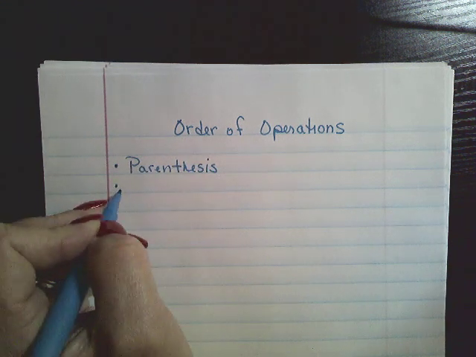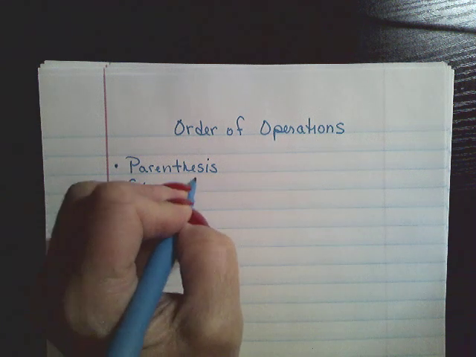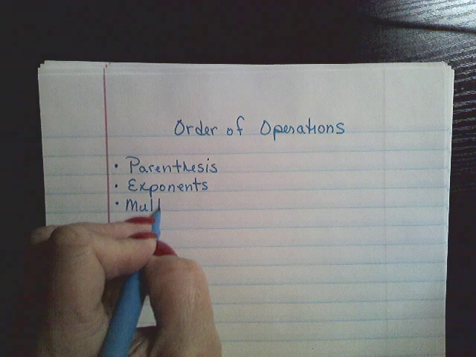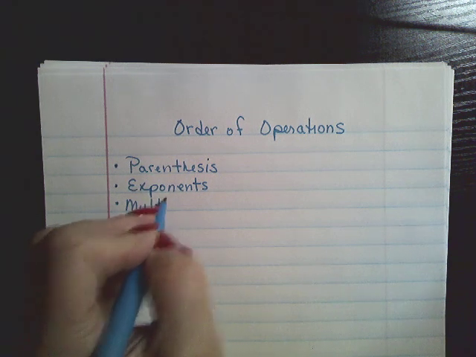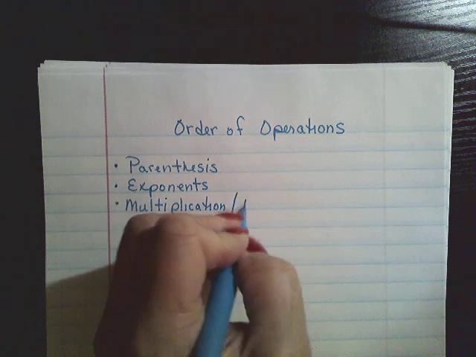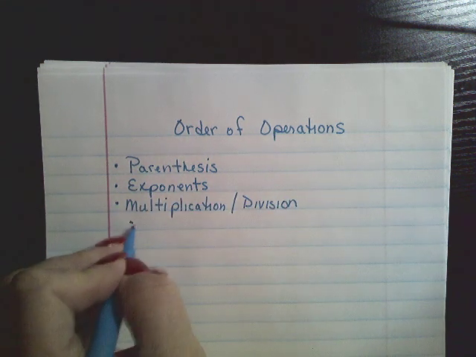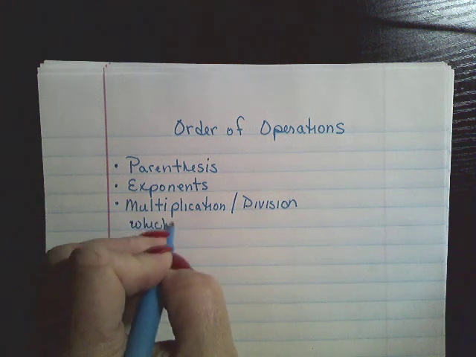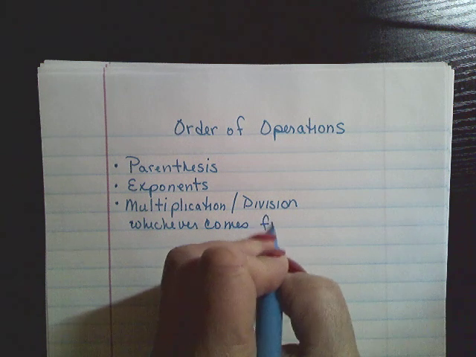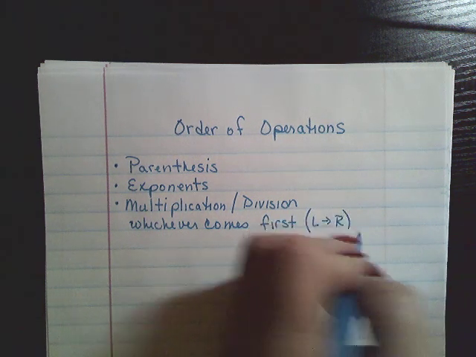After the parentheses, we're going to solve anything that involves exponents. Then we're going to do multiplication or division. And that one is whichever comes first, left to right in the problem.